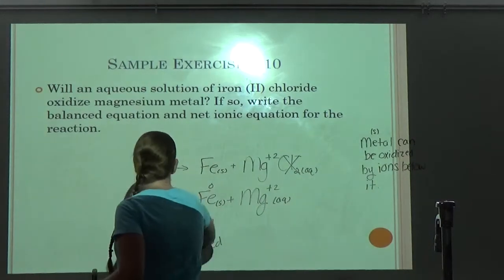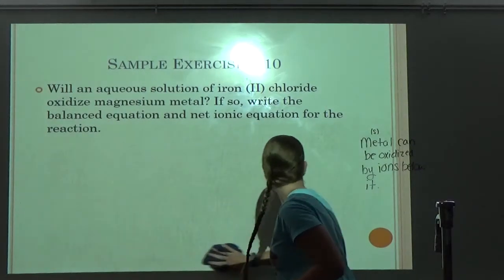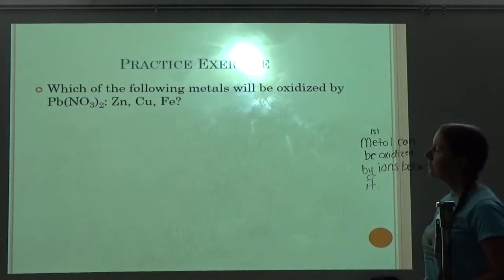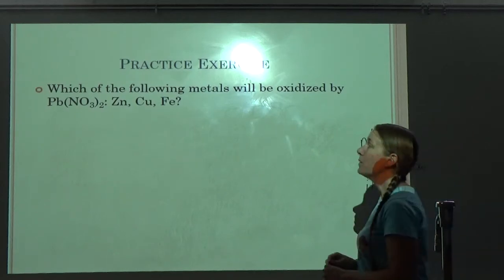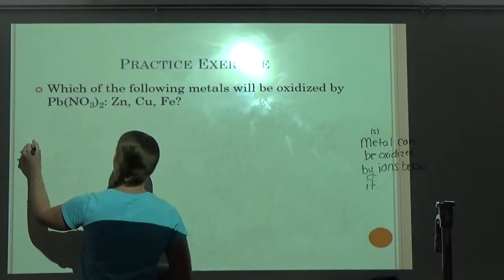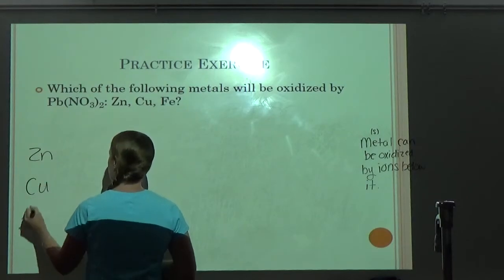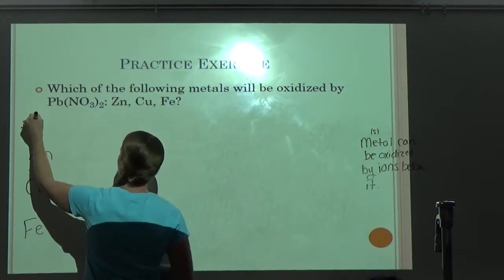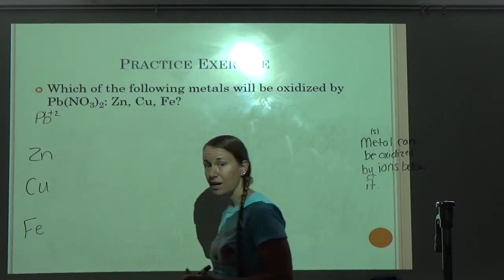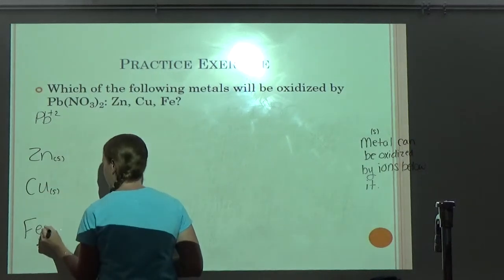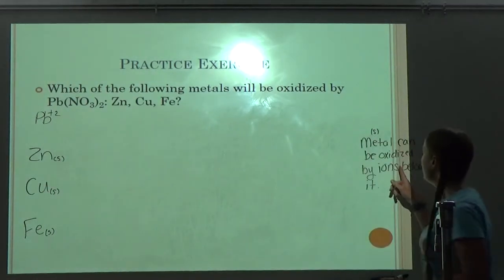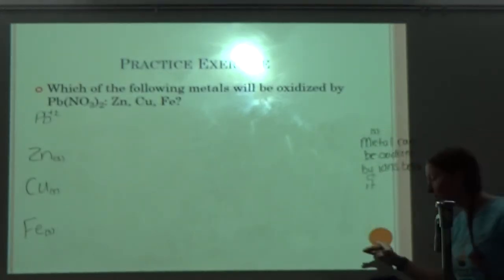All right, so you try the next one. It says, which of the following metals will be oxidized by lead nitrate? We have zinc, copper, and iron. I'm going to assume you paused and tried it. I'm going to write my metals down. So we have zinc, copper, iron, and we're trying to oxidize them with the lead ion. These are my solid metals. I'll even put a little solid there to remind you. And I'm trying to see which one has lead below it.